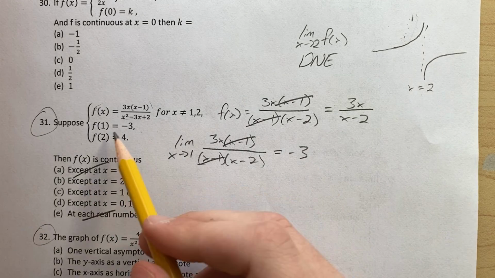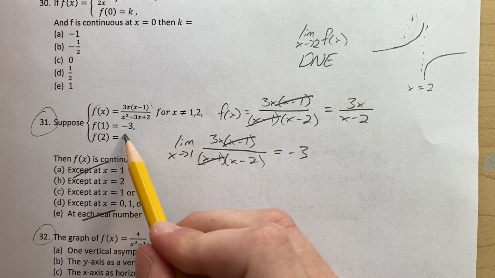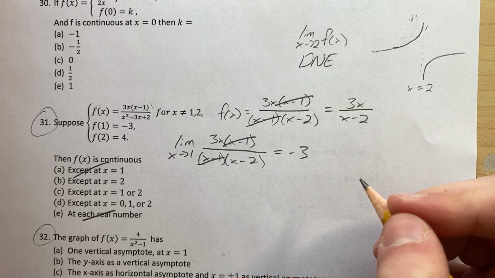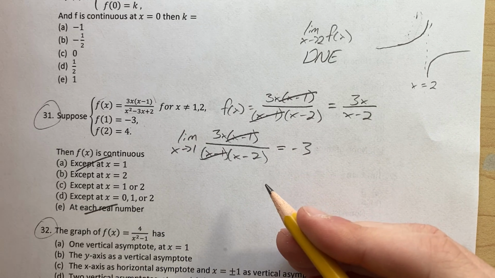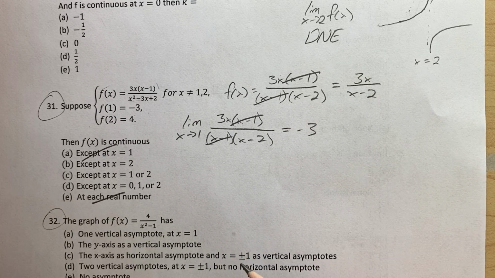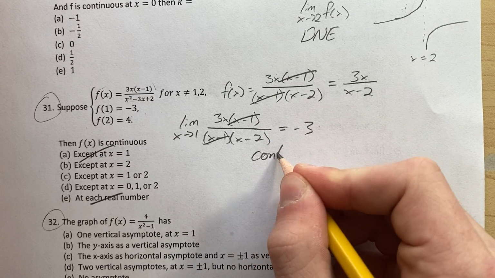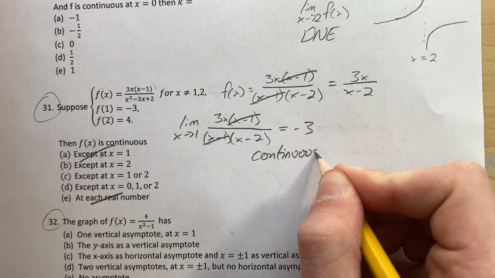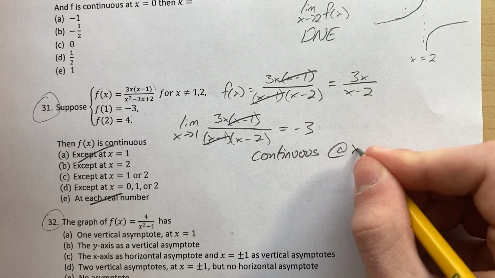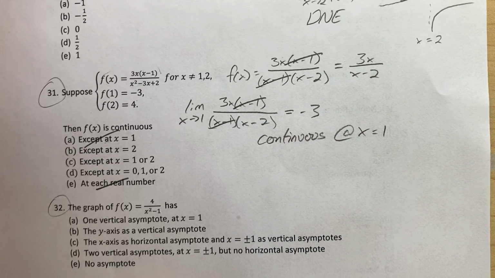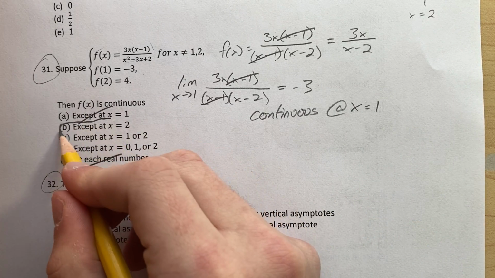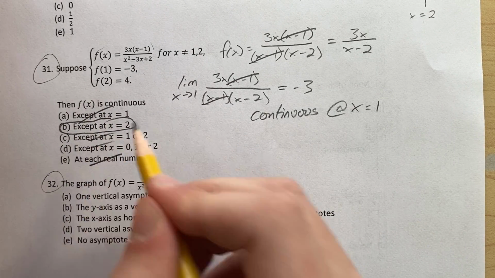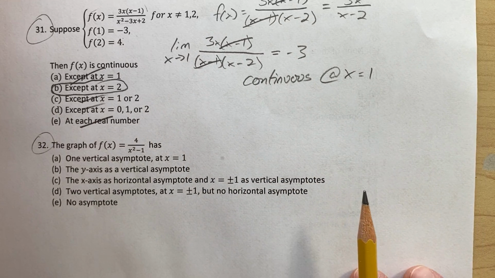Then you compare this with the actual value, which is negative 3, and it equals that. So if the limit equals the actual value of the function, that's the criteria for it to be continuous there. So it is continuous at x equals 1. So it's continuous everywhere except at x equals 2, meaning that B is correct. And you can knock out all the other ones by various different means.